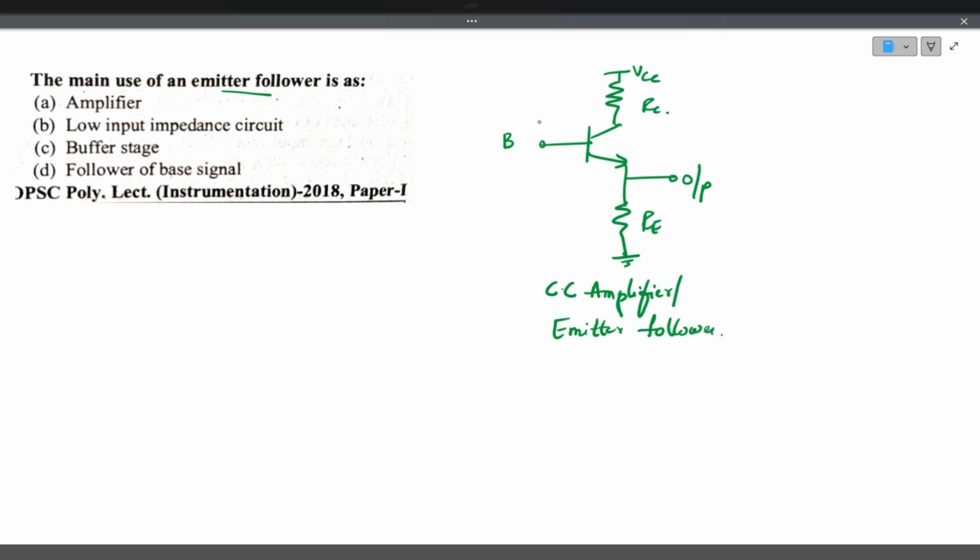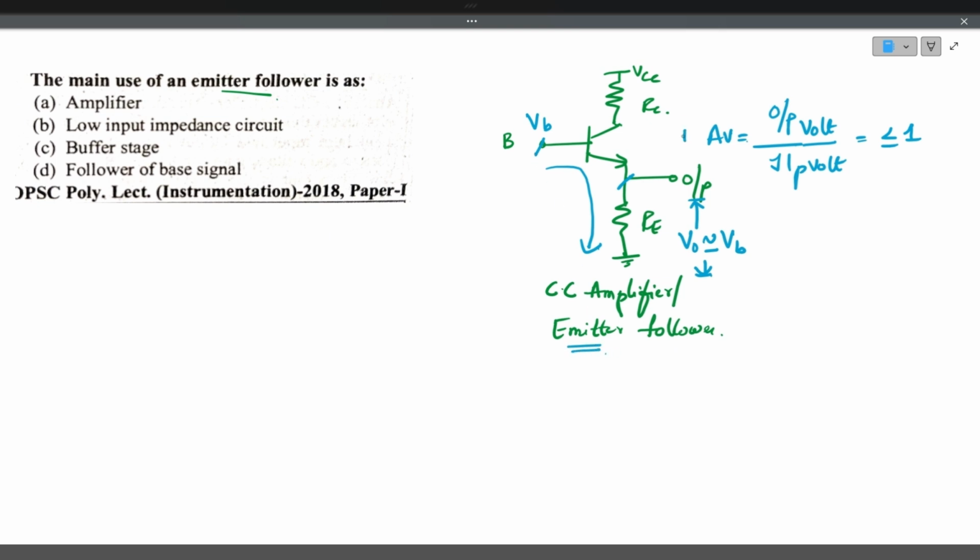Whatever input you apply, suppose this is the input voltage VB. If you apply Kirchhoff's voltage law here, the entire input voltage will drop across the emitter resistance. So the output is approximately equal to the input, that is the base voltage. That's why the input voltage and output voltage are approximately the same. Output voltage by input voltage, the voltage gain, will be less than or equal to 1. So the emitter is blindly following the input voltage. That's why it is called an emitter follower.